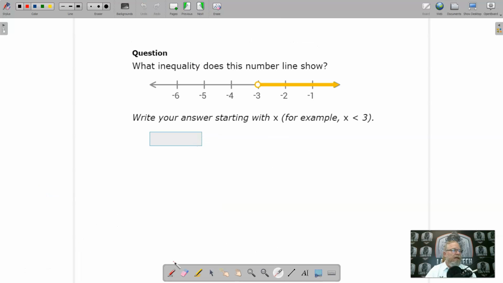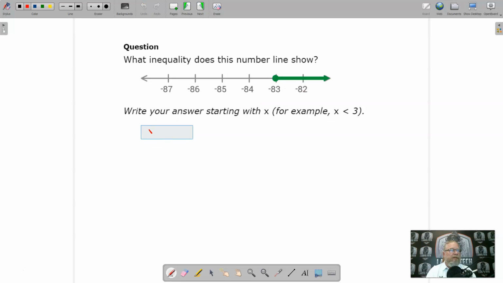Next one, let's go ahead and type in our x. Every one of them starts off with an x. What symbol should we use? Well, it's pointing to the right. Let's make our symbol point to the right. And it's an open dot, so we're not going to use the equal to concept, so we're just going to use greater than only. And then where's the point plotted at? -3. So x is greater than -3.